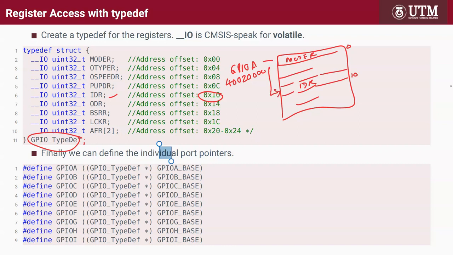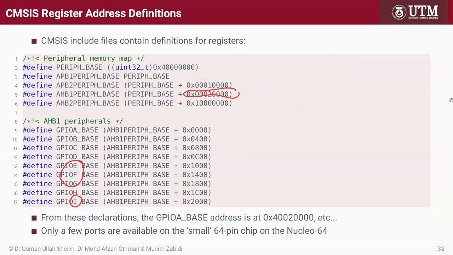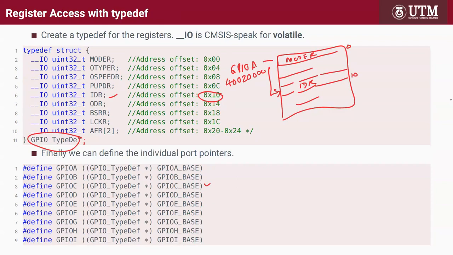But if I want to do the same for GPIOC, for example, the difference is only the base address. For GPIOC, the base is off by 8, so here instead of 0 it is 8. C is 400, 800. So only the first address needs to be changed. The offsets are all the same.